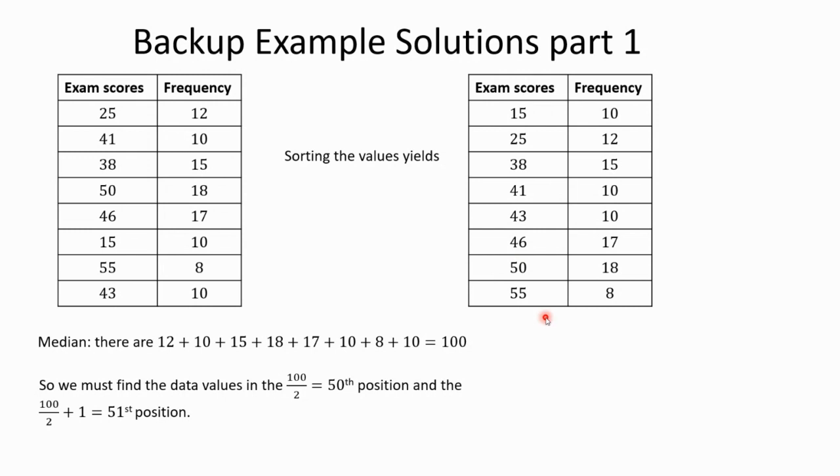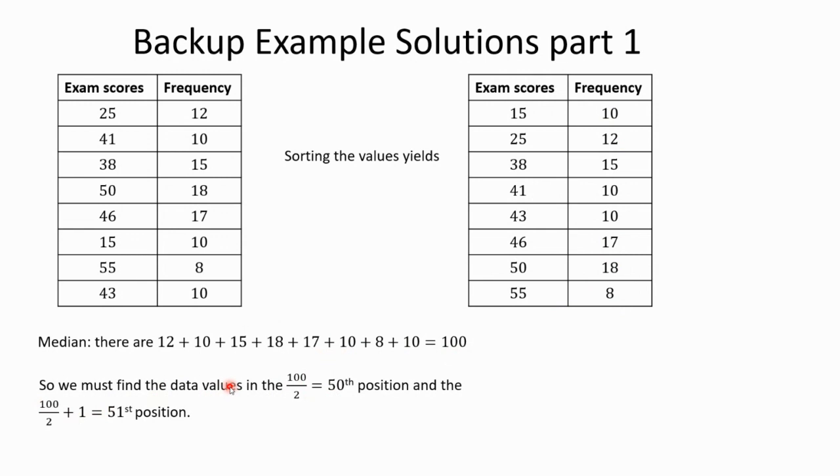So we'll find the median first. Now, notice that there are a total of 100 data values, okay? There's 100 of them, as you can see. Now, for the median, remember, if there's an even number of data values, whatever that number is, call it n, or in this case, it's 100, you divide by 2, and you look at the n over 2 and n over 2 plus 1 position. So in this case, we're going to look at the data values in the 50th and the 51st position.